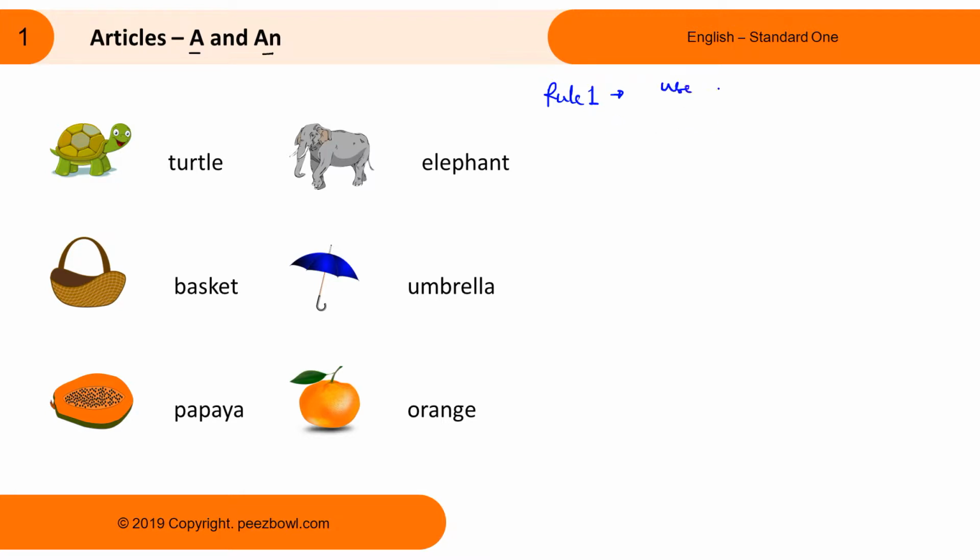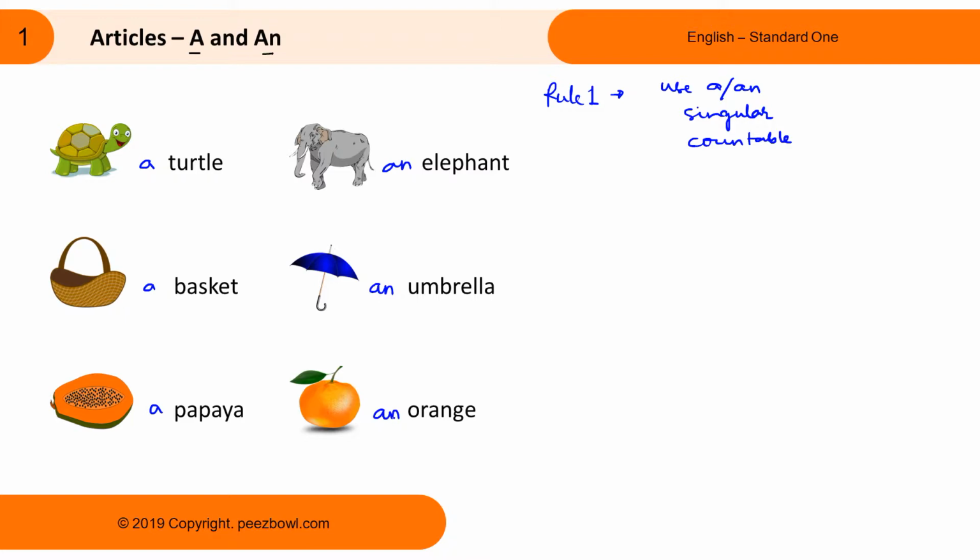Let me write it down. Use a or an before any noun which is singular and which you can count, that is countable. Now let us add a or an to these nouns. First we have a turtle, then an elephant, then a basket, after that an umbrella, then a papaya, and an orange. In these examples, a or an means one.